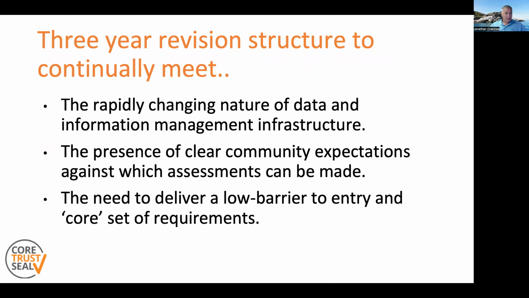So there is a 3-year revision to these requirements, and that's why we're here today, because we're at the end of our 3 years on the current version 2 of the requirements. We need to meet the continually and rapidly changing nature of data and information management infrastructures. We need to be sure we meet community expectations. We get input all the time from the community, and we want to be sure to feed that back into the process.